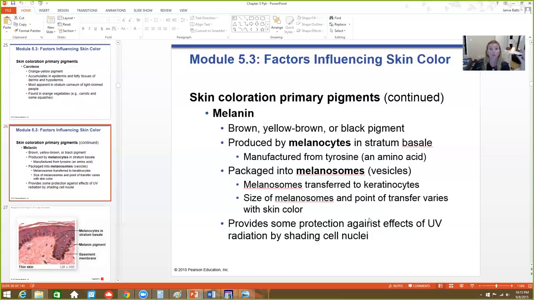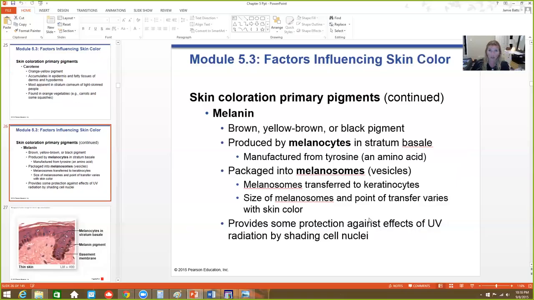The melanin is a brown or black pigment. It's produced by special cells called melanocytes. Melanocytes live in the stratum basale. It's manufactured from an amino acid that you bring in through your diet, and it's packaged into little vesicles, and those vesicles, called melanosomes, are then transported or put into the keratinocytes.